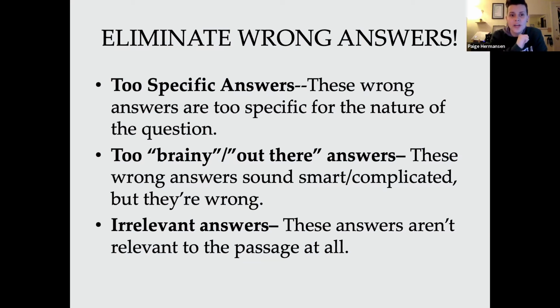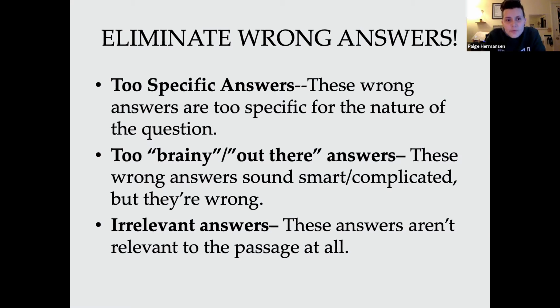So we'll look at those types. There are also what I call answers that are too brainy. They sound right because they're complicated and they use big words, but they're not right, right? And these are relying on you not reading the passage carefully. They are relying on you not paying attention. That's what they prey on, right? So we have to stay alert as we take the test.